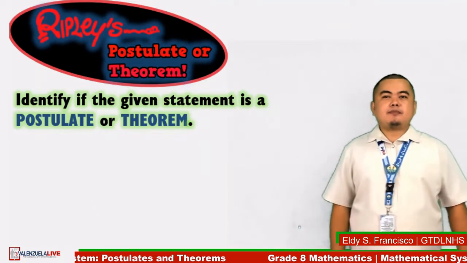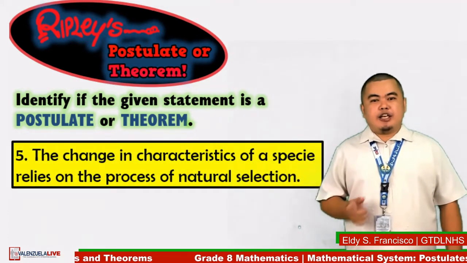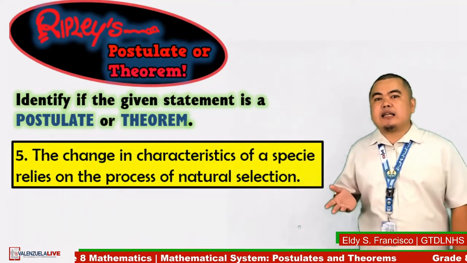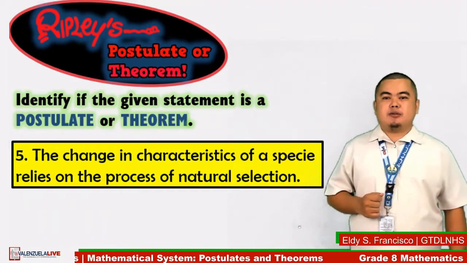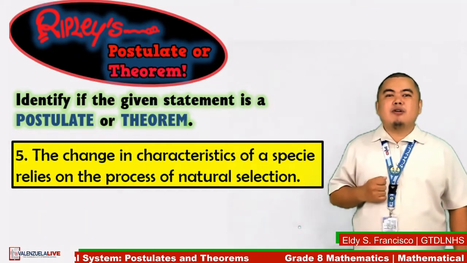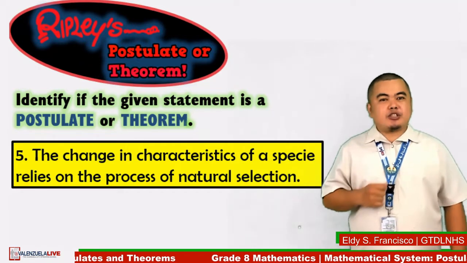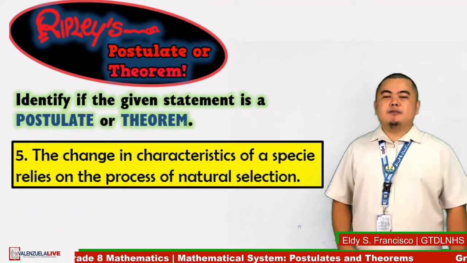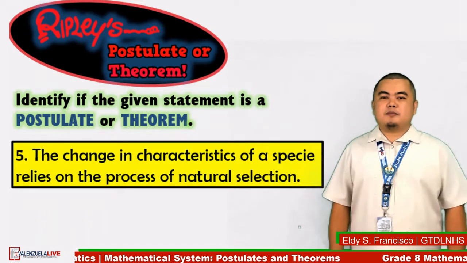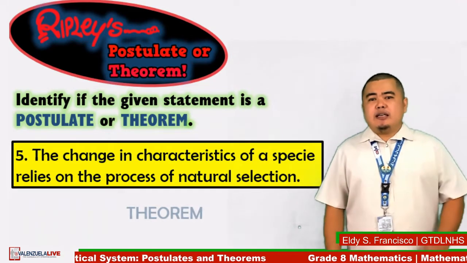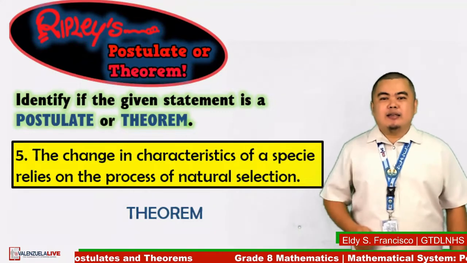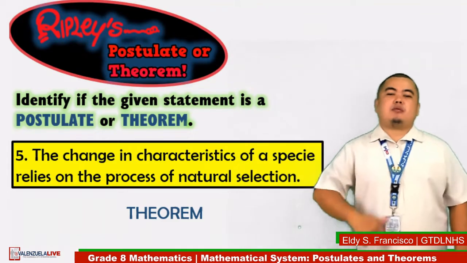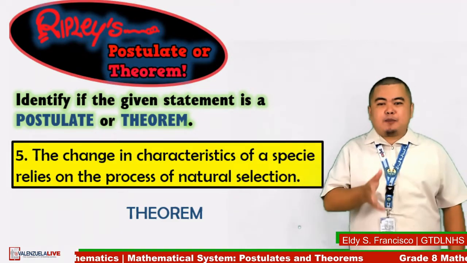Okay, next. Statement 5. The change in characteristics of a species relies on the process of natural selection. Is it a postulate or a theorem? Your timer starts now. Good. If your answer is a theorem, then you are correct. This statement is a theorem because it needs a proof to be proved. Right. Thank you for your active participation.